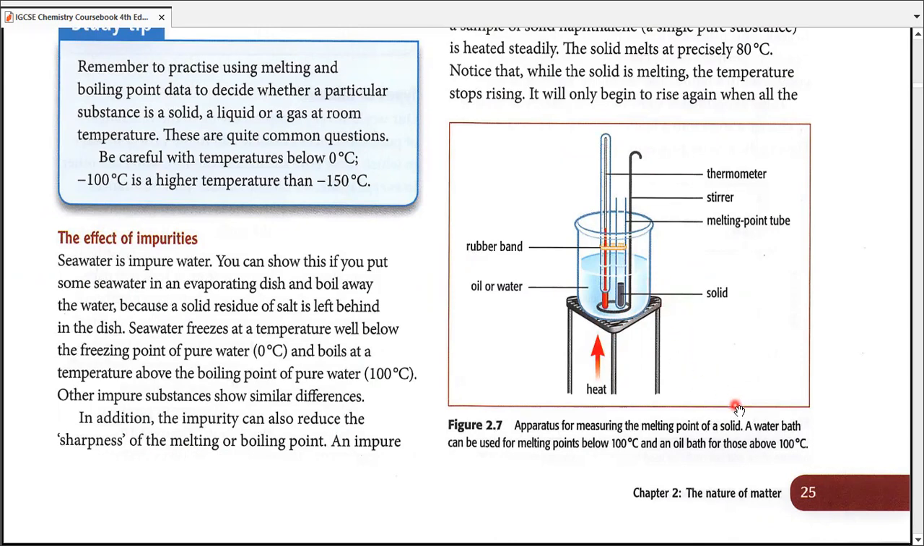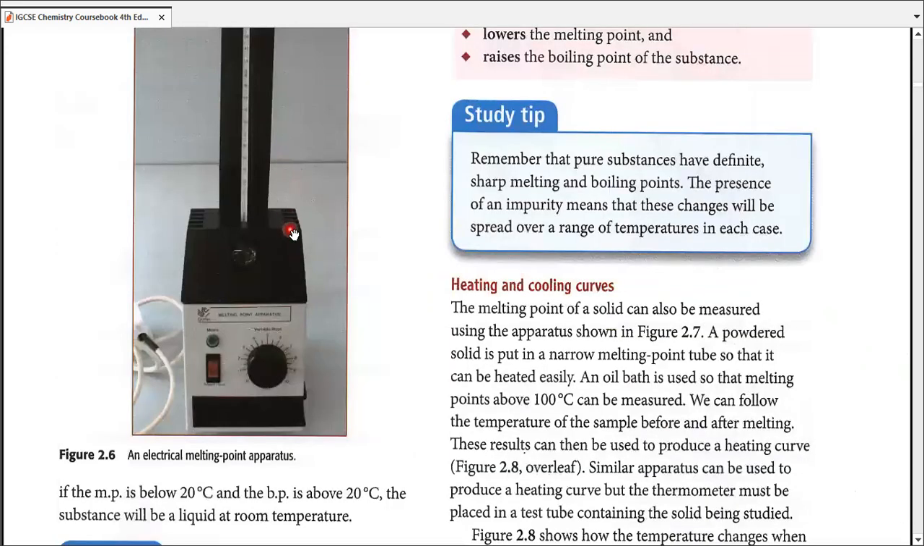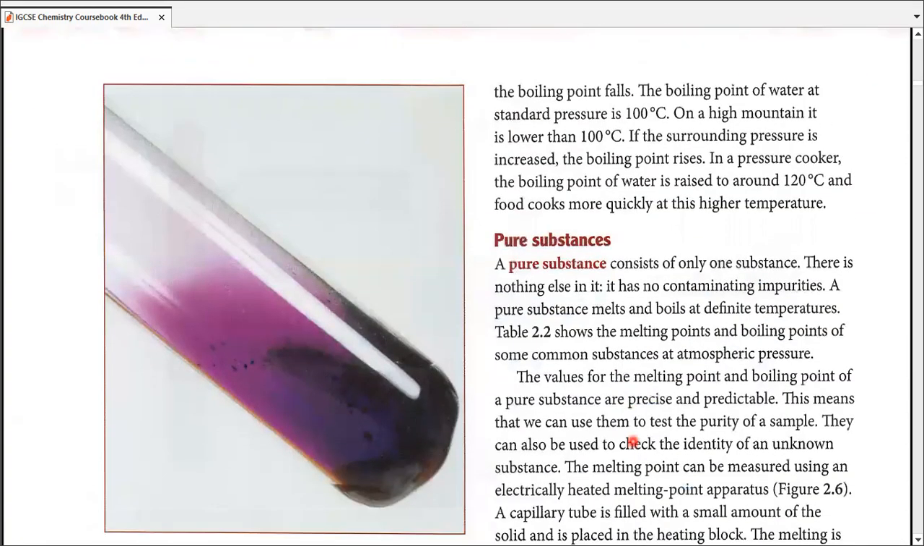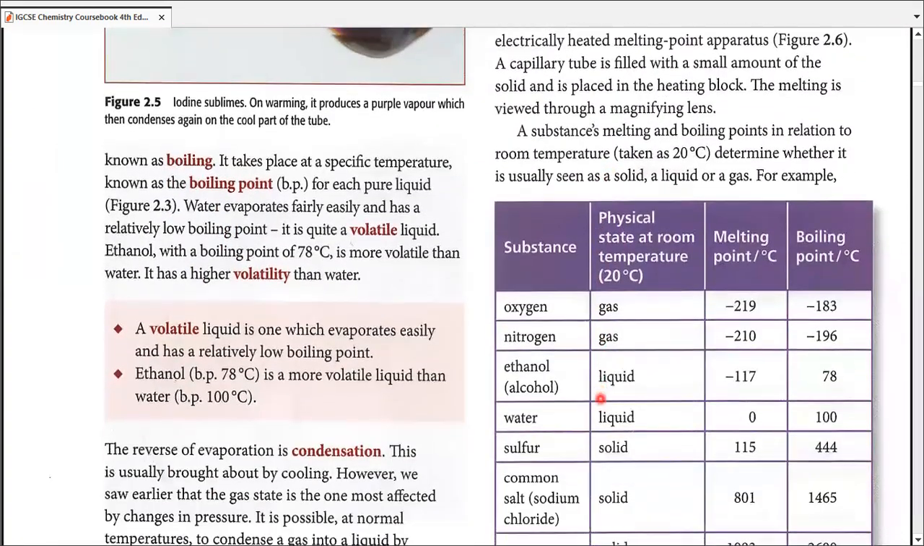We usually use a water bath for this purpose, for anything that melts or boils below 100 degrees centigrade. For anything which has a melting point or boiling point above 100 degrees centigrade, we use an oil bath for that purpose. All right, so that's the manual way of checking it. This is a digital way of checking it. Remember, the manual ways are not as accurate as the digital ways, because you might make a mistake.